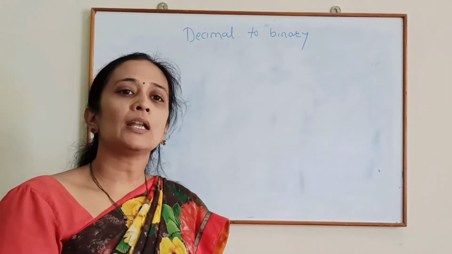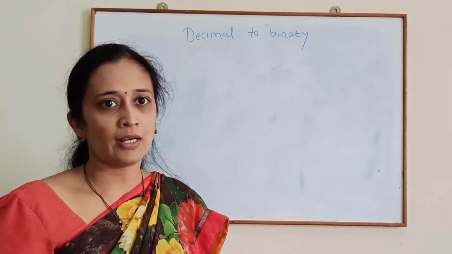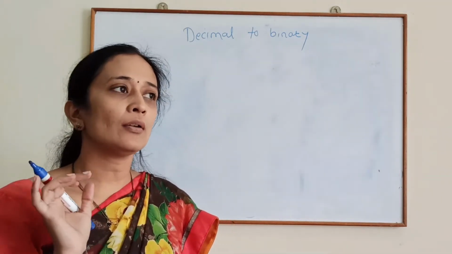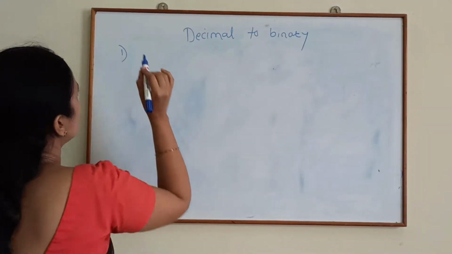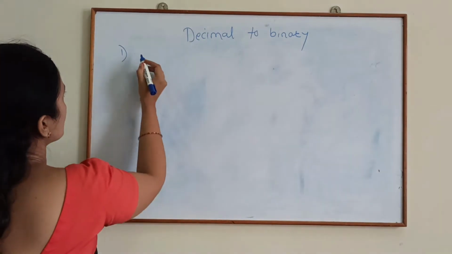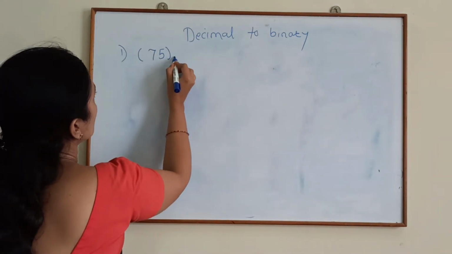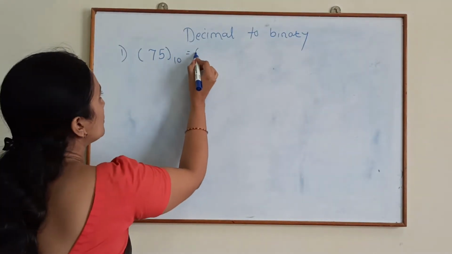A decimal number will contain the numbers from 0 to 9 and a binary number will contain only two digits, 0 and 1. To explain this method, we will take one example. For example, suppose number 75 is a decimal number and we have to convert this into binary.